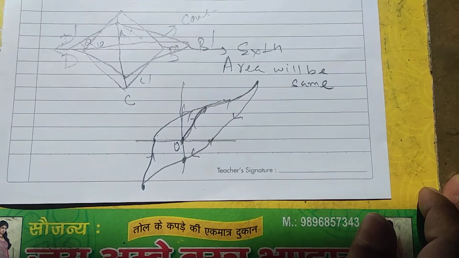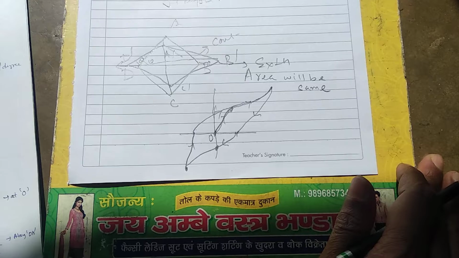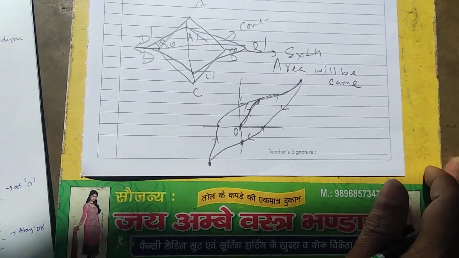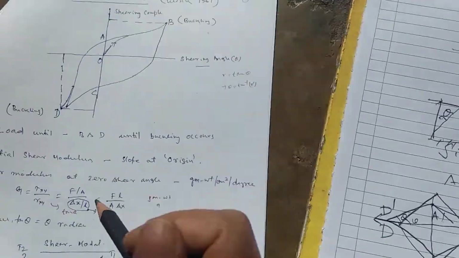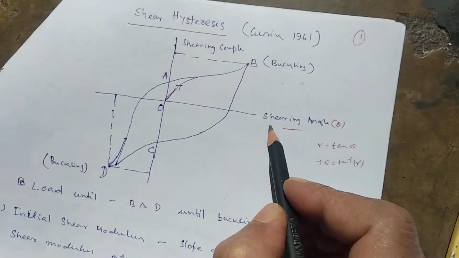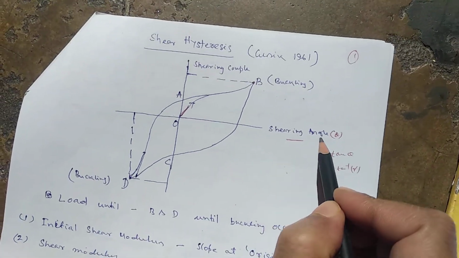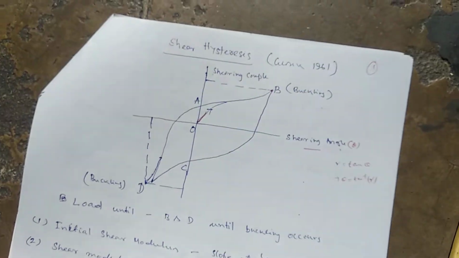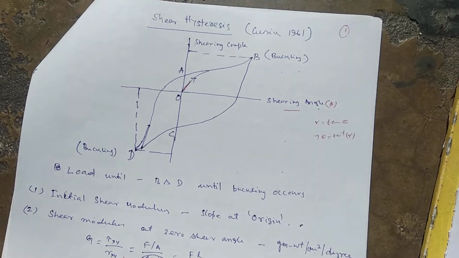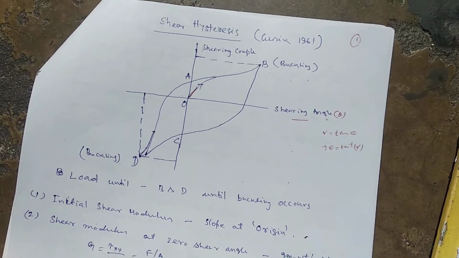That we call hysteresis. Similarly, shear is a hysteresis problem, so we call this shear hysteresis. Here, what is the x-axis? This is the shearing angle. What is in the y-axis? The shearing couple. What is couple? Couple is force into displacement.